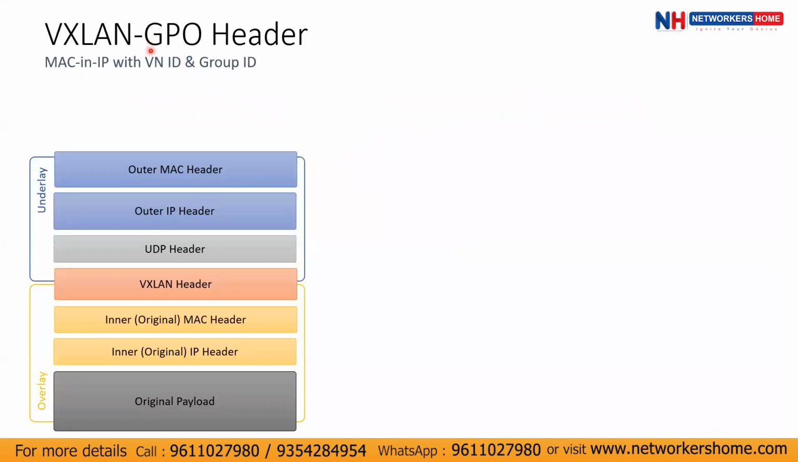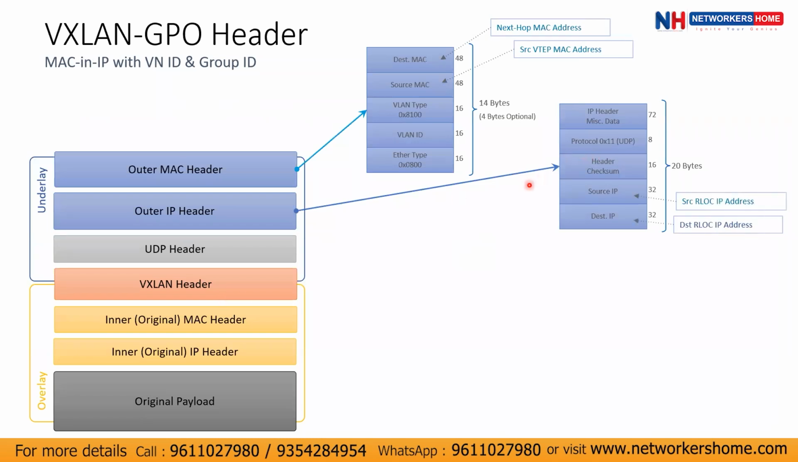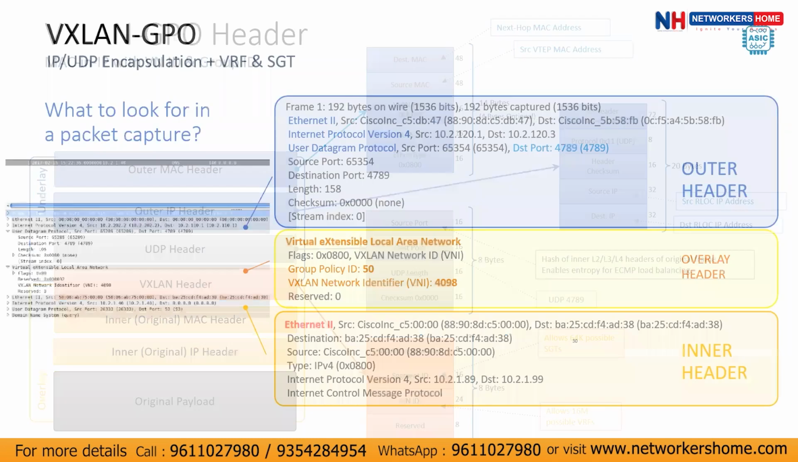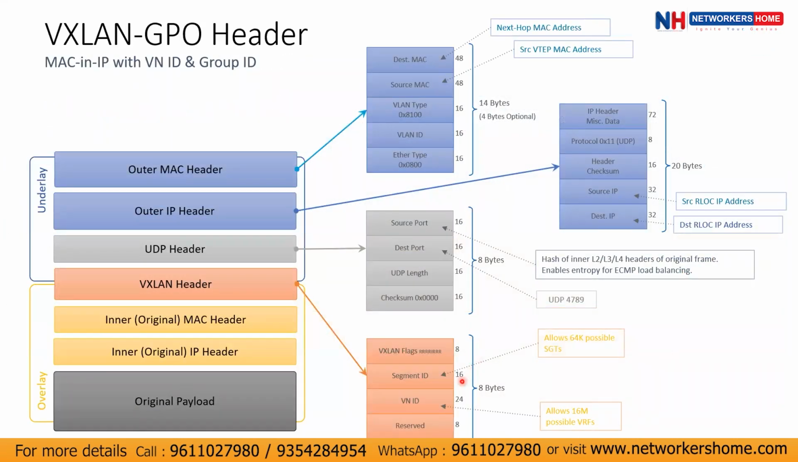So as I told, that GPO header for VXLAN, what key difference does it have? You can see here the key difference is this SGT, the segment ID. Previously, VNID was there, the segment ID was not there, and the flag was there, right? So it carries the 64,000-something possible scalable groups inside it. The size of that entire header is 8 bytes.